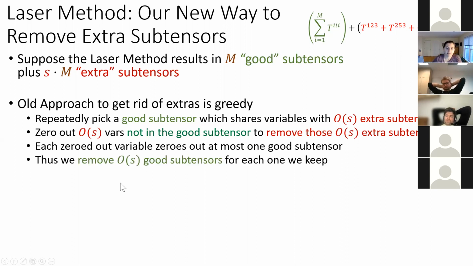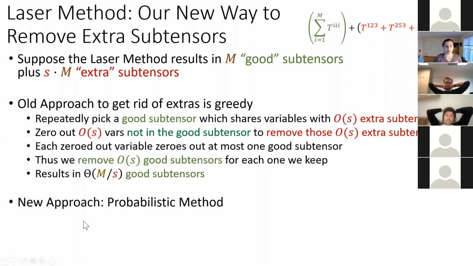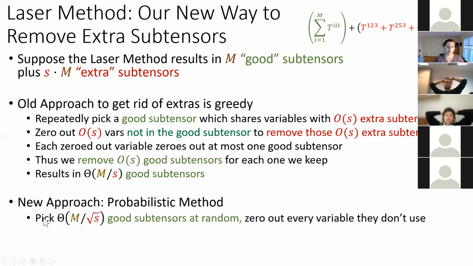So because of that, you get only M over S of the good ones remaining. So you greedily kill off stuff, but only give M over S in the end. What we show is that you can use the probabilistic method for this. You can show that if you pick M over square root of S good subtensors, then with non-zero probability, you will zero out all of these guys here. Just kill them off. So they're gone.